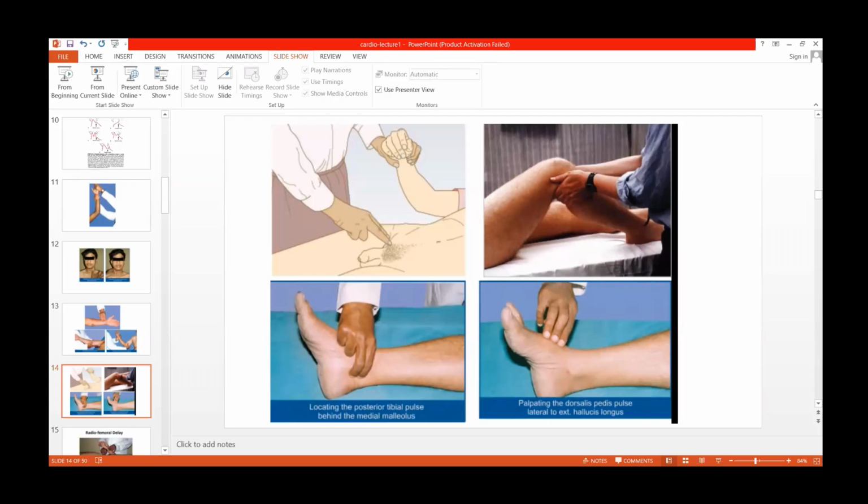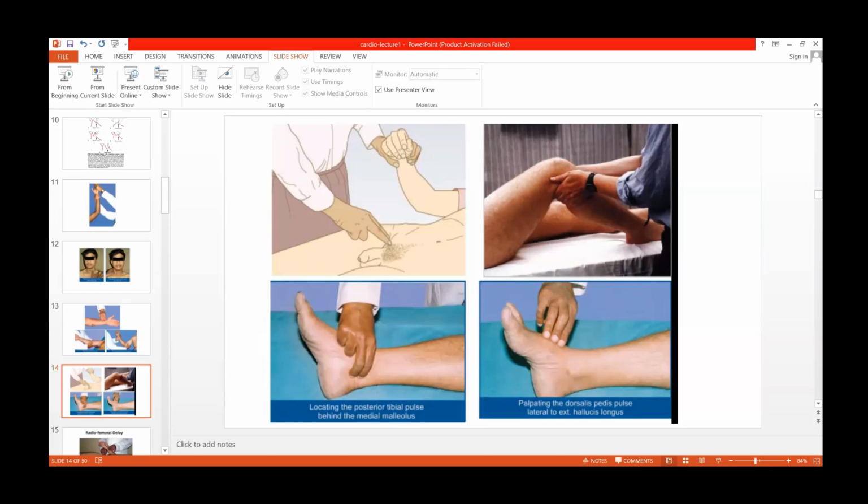And one important thing, often the posterior tibial pulse or dorsalis pedis artery is absent in about 10% of cases, but we should look for equality. That means when the dorsalis pedis on one side is absent, if it is normal, then the other side should also be absent. Equality is important. If there is unequal absence on either side, then we have to suspect it as pathological.